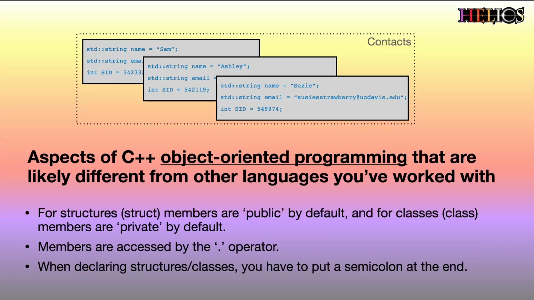We access members of an object, whether it be a struct or a class, using the dot operator. This is similar in most object-oriented languages. And when we declare a structure or a class, we use curly braces to denote what's inside of them, and then we have to put a semicolon at the end, which is an easy thing to forget to do.